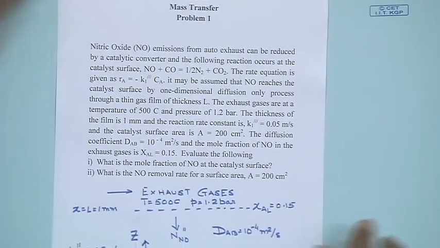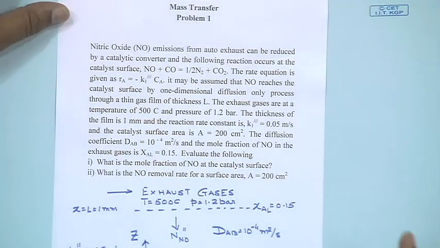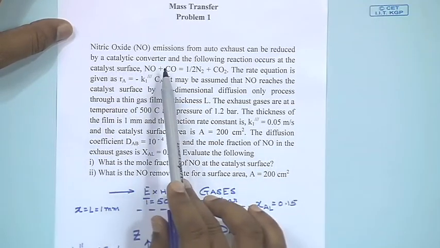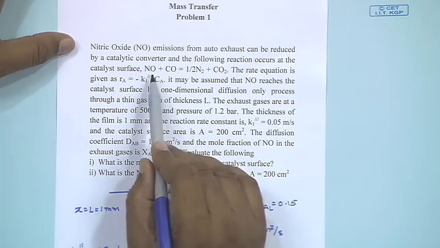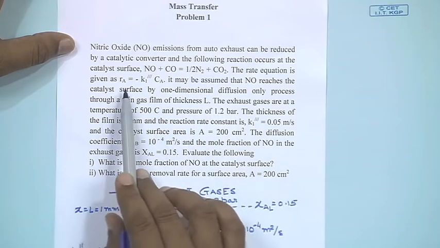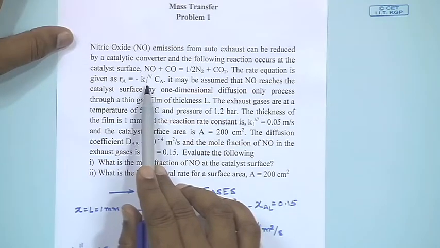So, nitrous oxide is going to be converted to nitrogen dioxide on the catalyst surface. So, in words, the problem that we are going to look at is that we have nitric oxide emissions which are coming from an automobile. It can be reduced by a catalytic converter, and the reaction that takes place is NO plus CO equals half N2 plus CO2. The rate equation on the catalyst surface is given as minus K1 double prime.